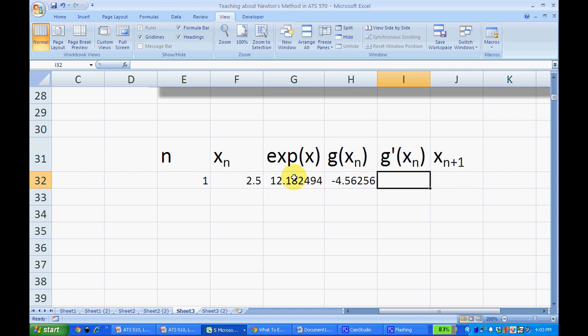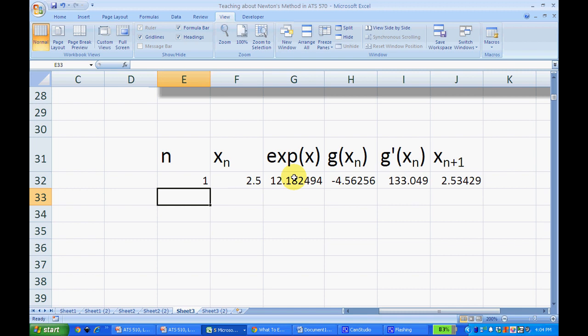Same with g prime of x. This thing is e to the x times the sine of e to the x plus e to the x cosine e to the x times e to the x. So it is equal to e to the x times the sine of e to the x plus e to the x times the cosine of e to the x times e to the x. Again, a really messy equation, and I got it in a relatively handful of little steps. All right, x of n plus 1, remember, is equal to xn minus g over g prime. So that's our value of x2.